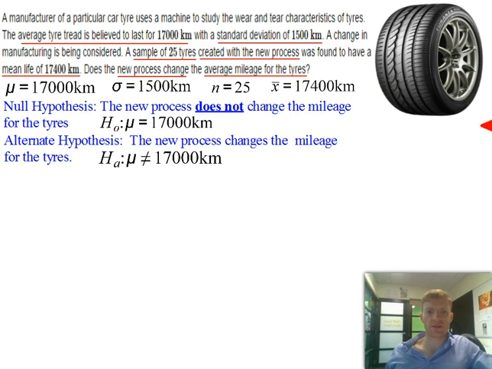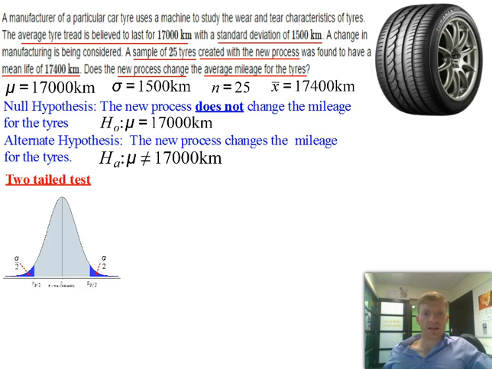Let's form our hypotheses. So the null hypothesis is where there's no change occurred. So the new process does not change the mileage for the new tires. So here the mean is the same as the population mean, 17,000. The alternative hypothesis is that this new manufacturing process does go about changing the average mileage for the tires. So the mean now is not equal to 17,000. So it's the exact mathematical opposite to the null hypothesis.